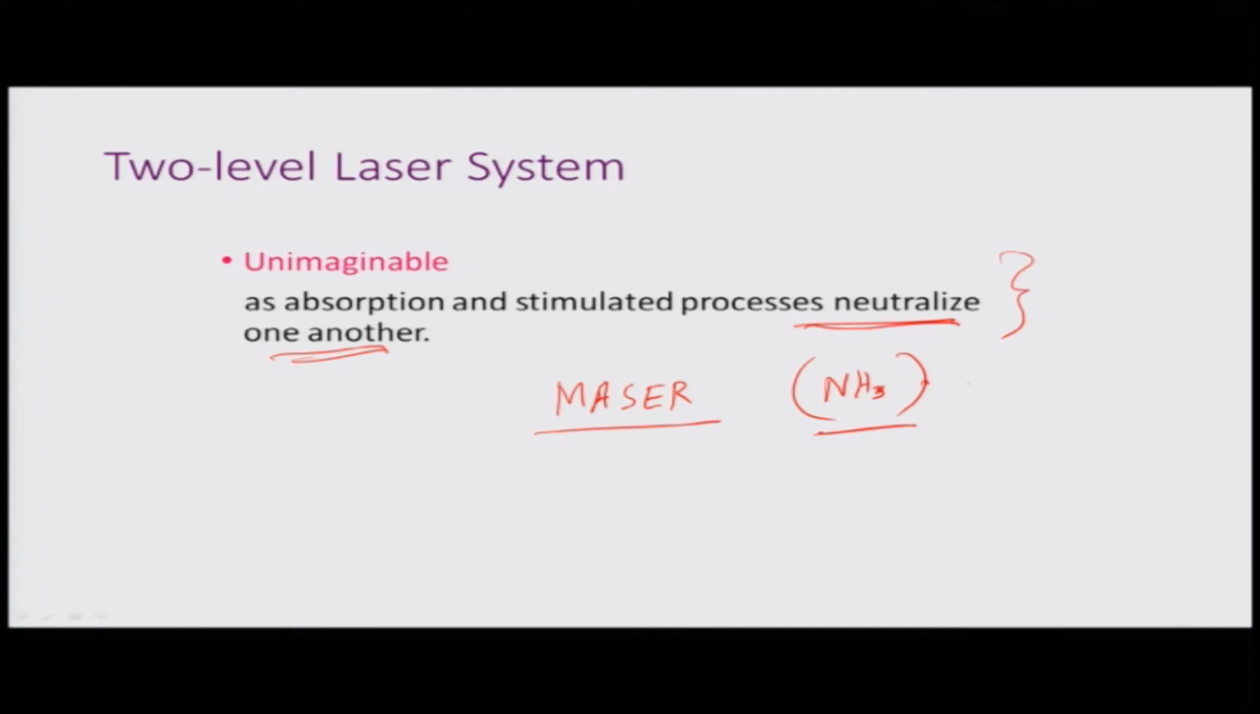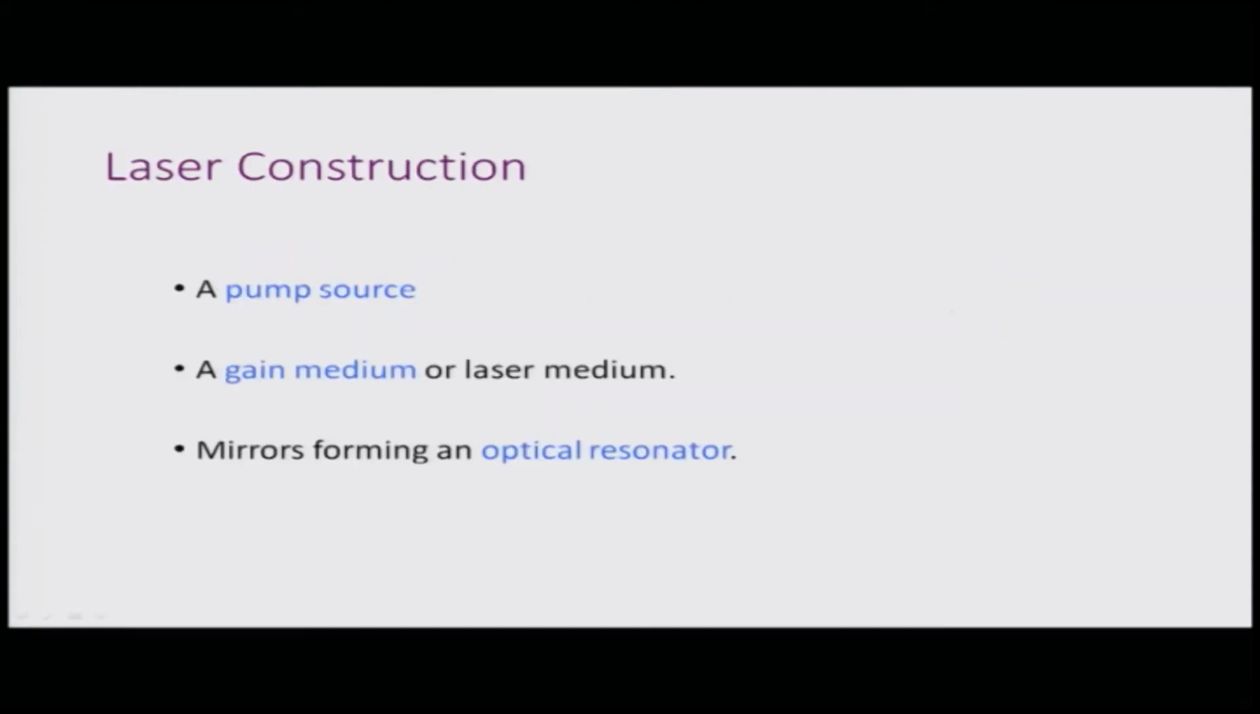Now, for optical regions, this sounded like a very difficult process to do, and so when the idea behind this was being looked at, several important aspects of laser construction were examined: a pump source, a gain medium or laser medium, and mirrors forming an optical resonator were the key aspects, as you will see now in terms of the laser construction, which is going to be a little bit more involved than just an idea demonstration principle, which we just started off with.